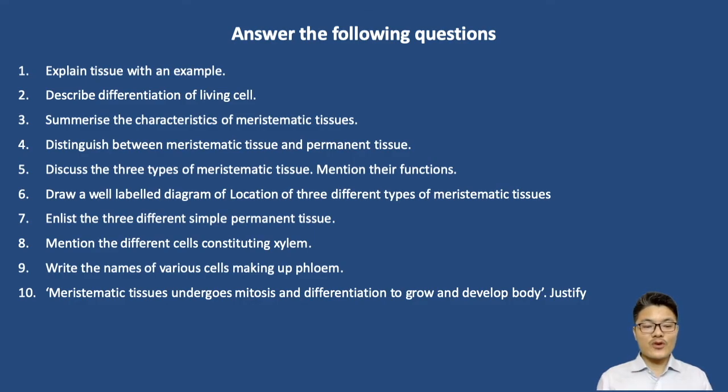10th, you need to justify the statement which is given here. Meristematic tissues undergo mitosis and differentiation to grow and develop plant body, or to grow and develop human body. So whatever differentiation is usually observed, is very visible and commonly observed in plant body.